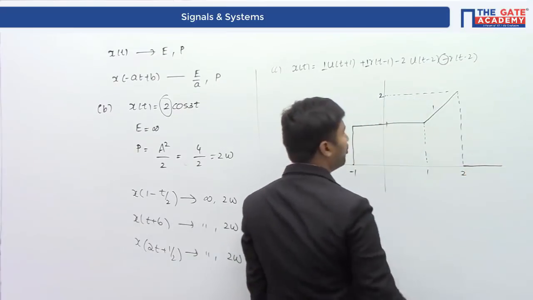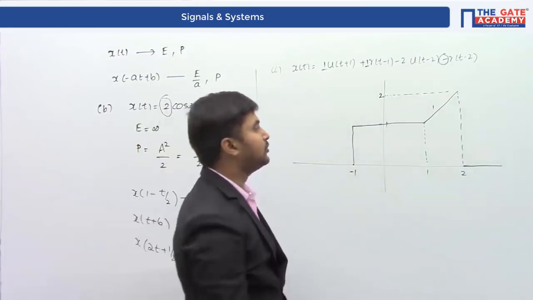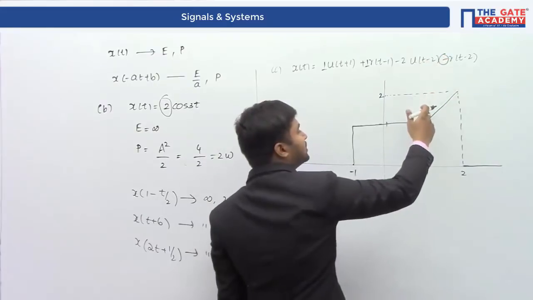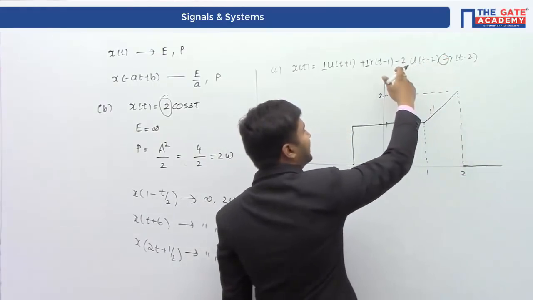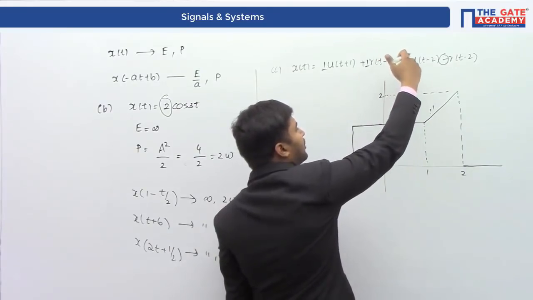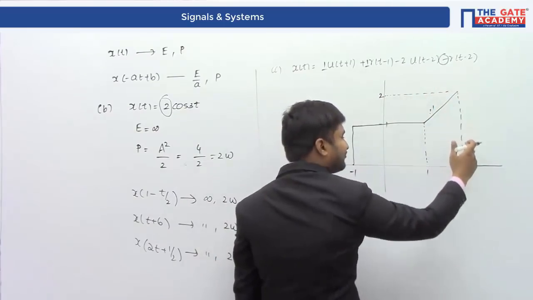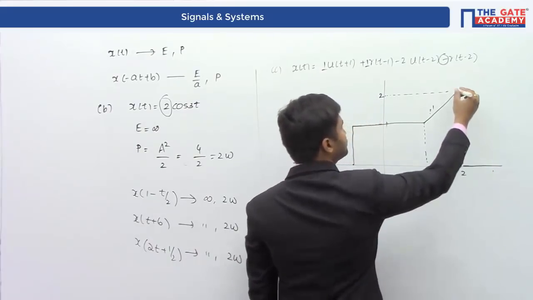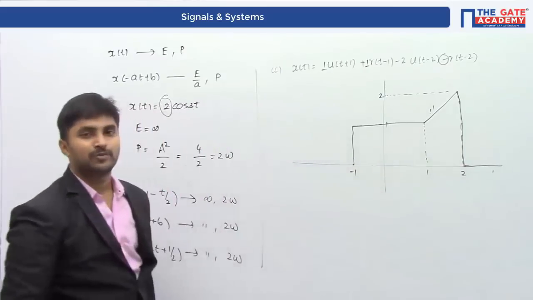Why is the slope 0? Because you are adding a slope of minus 1 unit to the already existing 1. So now the slope becomes 0, and the amplitude also becomes 0 because you are adding an amplitude of minus 2 units to the already existing 2. So 2 minus 2, there will be a sudden fall in the amplitude of 2 units. So now the amplitude also becomes equal to 0. So the graph is going to be something like this.